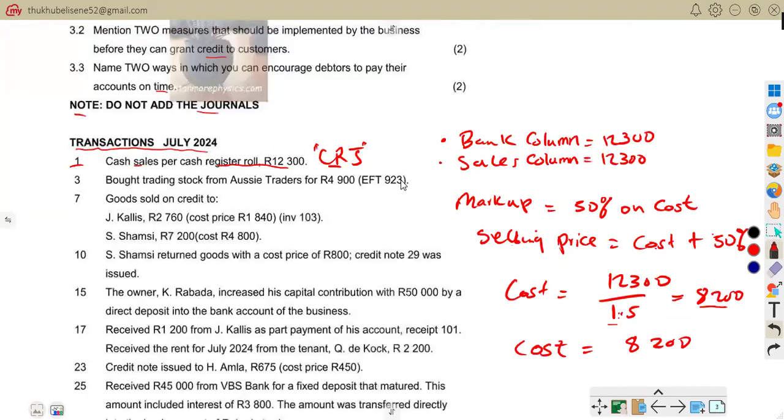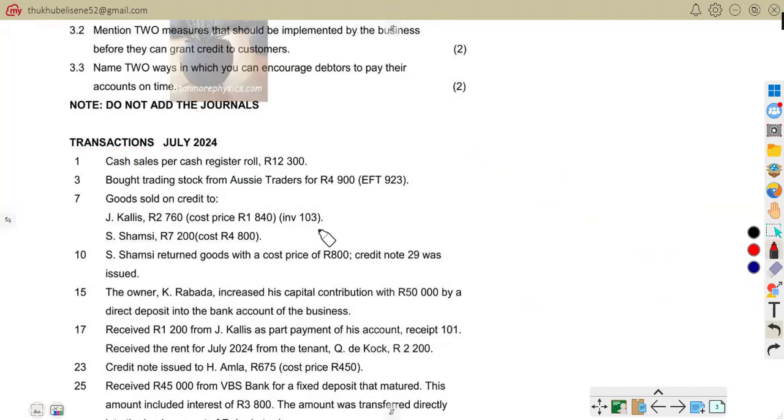So now let us go to another transaction that affects our cash receipts journal. We are done with the first transaction. On the 3rd, it said bought stock. Once it says we bought, it means we paid, so it doesn't affect our cash receipts journal.